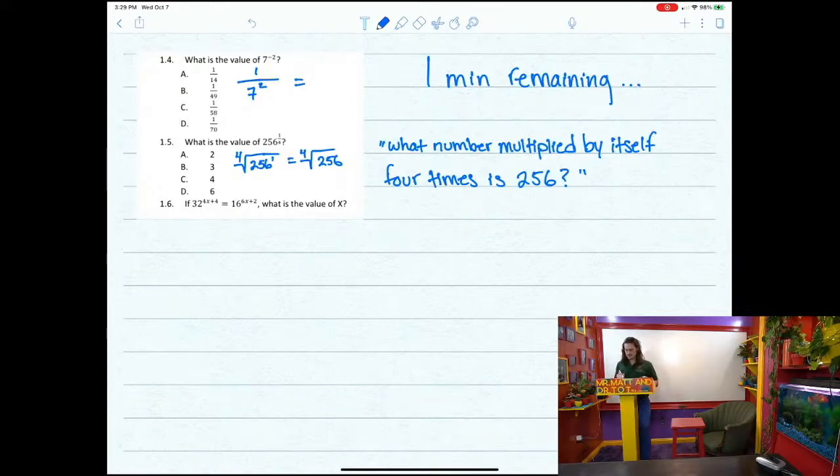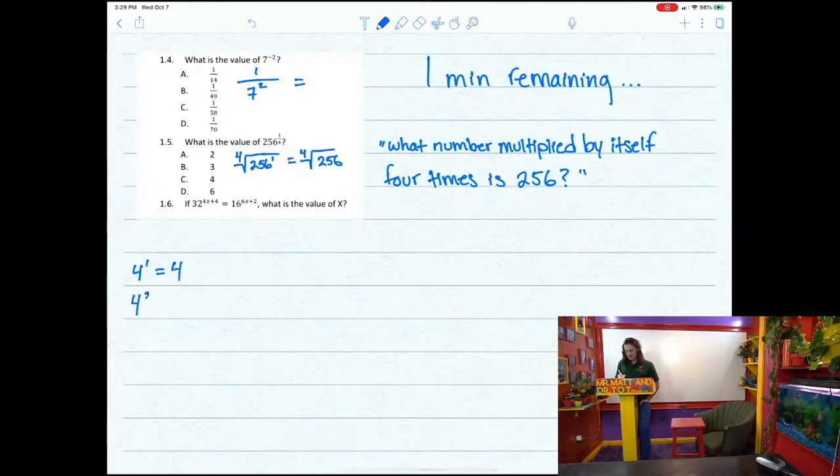So that's how you could logically go about simplifying that expression. For number 6, or 1.6, if 32 to the 4x plus 4 power is equal to 16 to the 6x plus 2 power, what is the value of x? So we don't have common bases here, so you need to rewrite these bases in terms of some other value. You might suspect that maybe because 4 squared is 16, we could exponentiate by 4. But notice that 4 to the 1st power is 4.